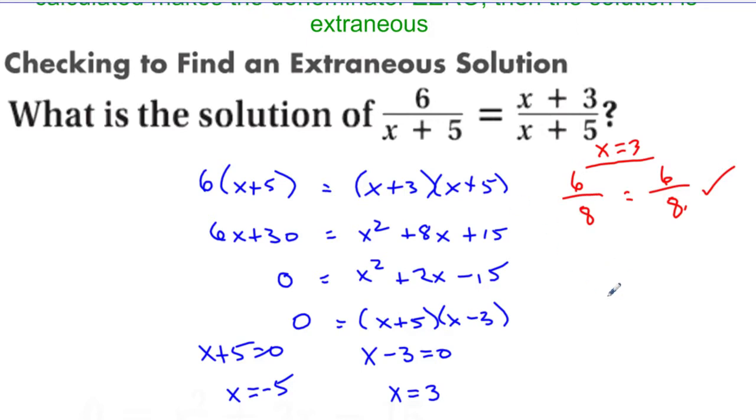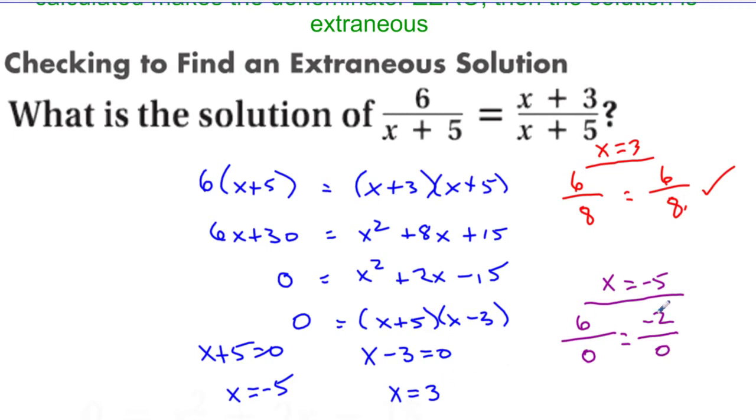Okay, so let's check the other one. When x is equal to -5, let's see what happens. I get 6 over, when I plug in a -5 here, I get -5 plus 5. Oh no, I got a 0. And the same thing happens on the right. I'm actually going to get -5 plus 3. Okay, well, -5 plus 3 is -2 over, I got a 0 again. Okay, so this is actually not true because this doesn't yield any answer at all. When I try to do 6 divided by 0, it doesn't exist. That is not an answer.